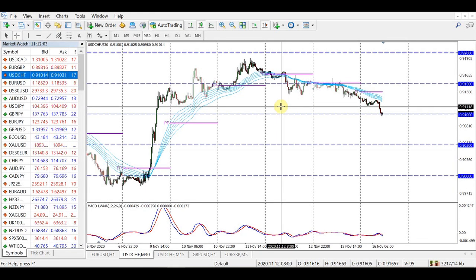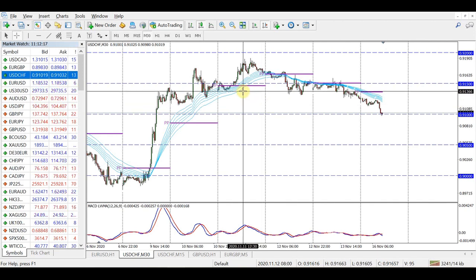So I wanted to give you guys an update on the USD Swiss franc trade that I took on Friday, and then I also want to walk you through another live trade that I'm in on the USD CAD. So firstly, USD Swiss franc 30-minute chart.